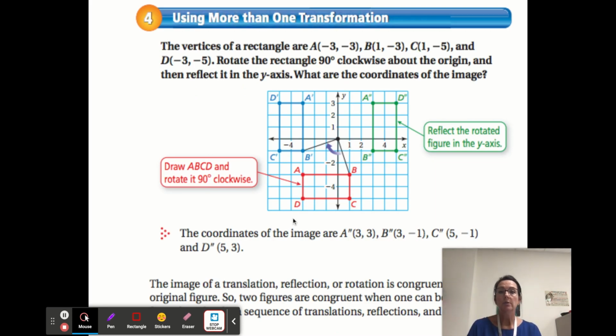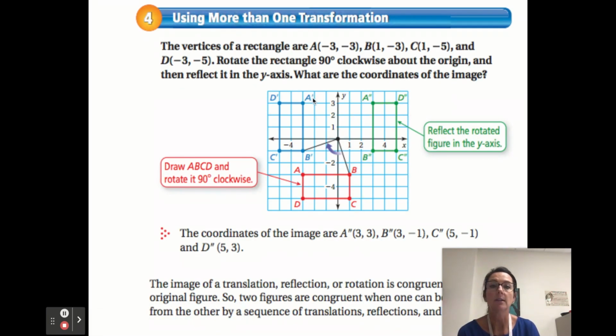So when we're using more than one transformation, this is the original. Here's the vertices. We're going to rotate it 90 degrees clockwise, so it's going to get rotated to the blue. Then it's going to be reflected. And so that's something that you can show the final. And notice that they use 1 prime and then 2 prime for the final right here, the 2 prime notation.